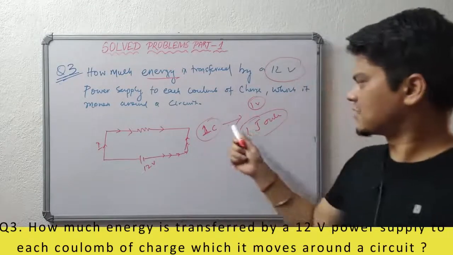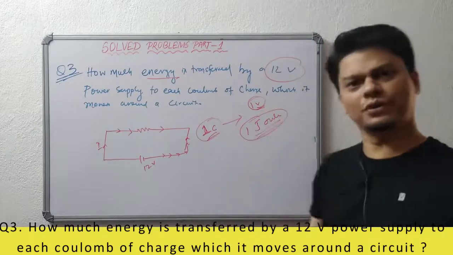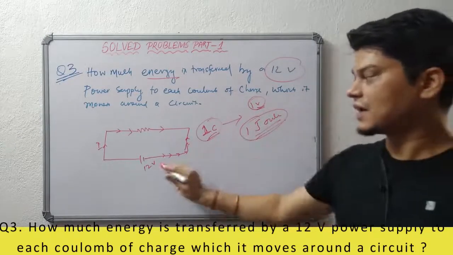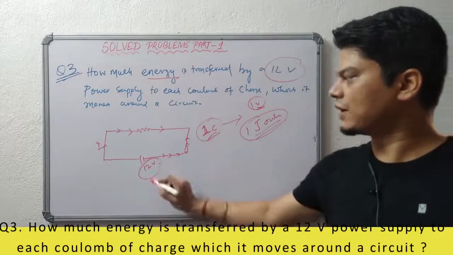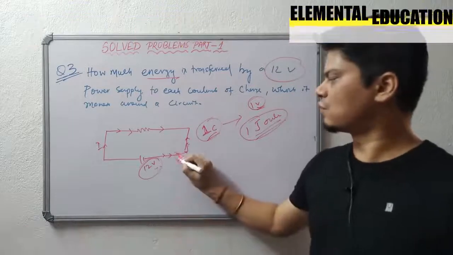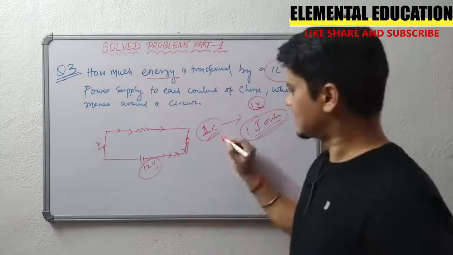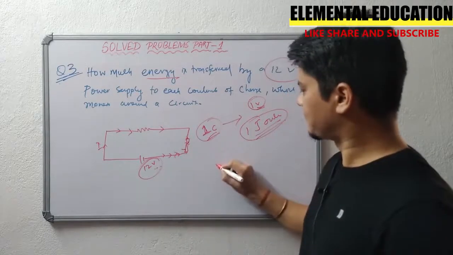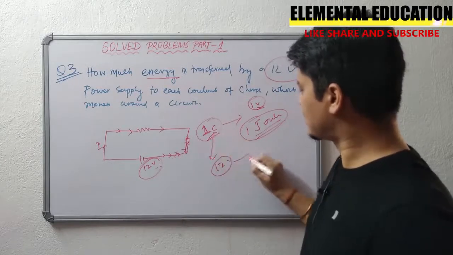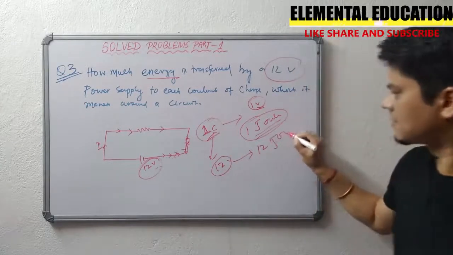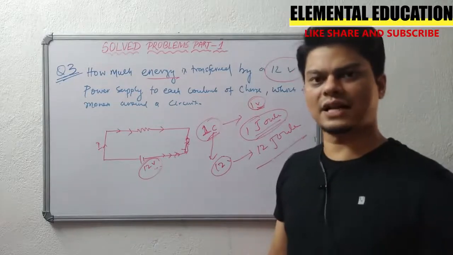For a potential difference of 1 volt, if I am moving 1 coulomb of charge, that means I need 1 joule. Similarly, now we have 12 volt, a potential difference of 12 volt. I am moving 1 coulomb of charge. How much energy do I need in this potential difference? 12 volt is there, right? For 1 coulomb I need 12 joules. This is very simple. There is no calculation at all.